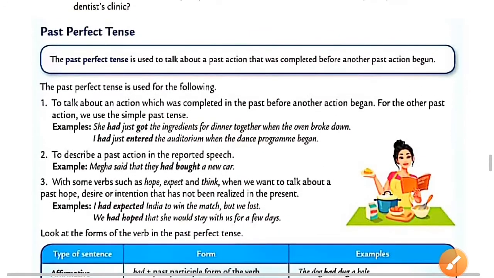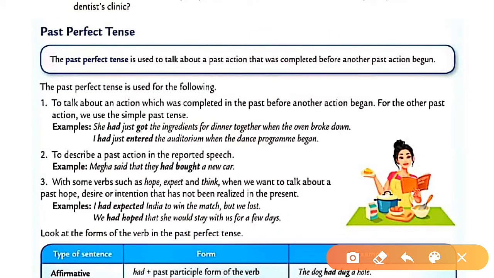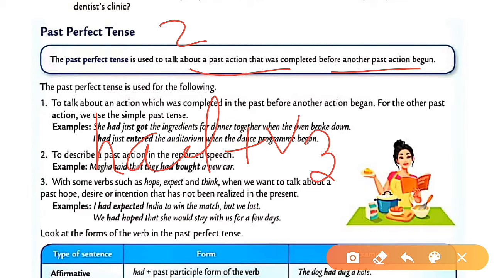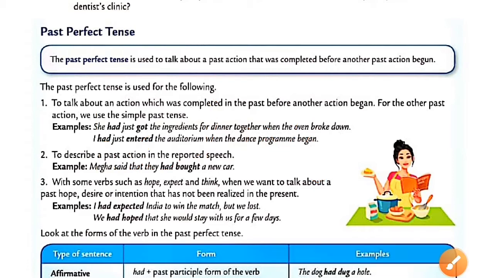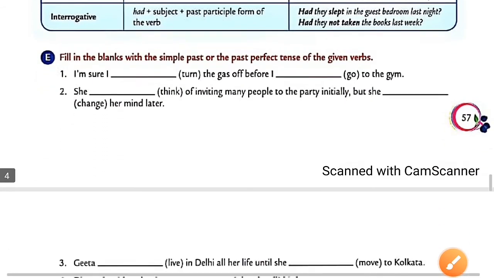Past perfect tense. What is past perfect tense? It is used to talk about a past action that was completed before another past action began. There are two actions, please keep in mind. One action has already been completed when the other began or started, and its form is always had plus verb third form. Like, she had just got the ingredients for the dinner together when the oven broke down. Move to next, E part we will start.